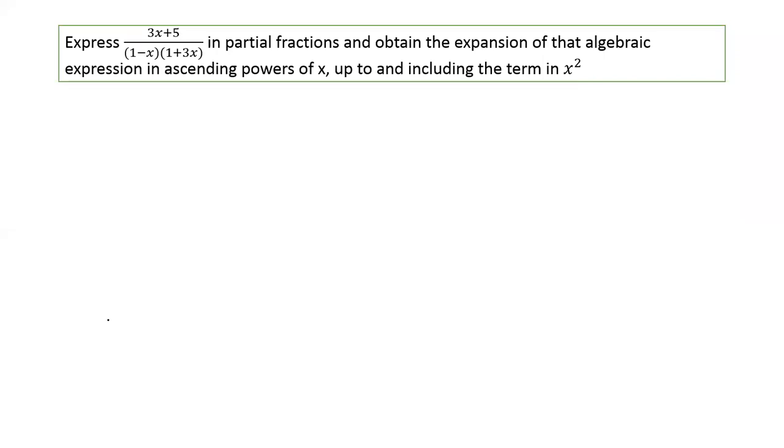Number 1, express (3x + 5) over (1 minus x)(1 plus 3x) in partial fractions. So firstly, we are going to obtain the partial fractions, and secondly, the expansions of the partial fractions, including the term in x squared, okay?